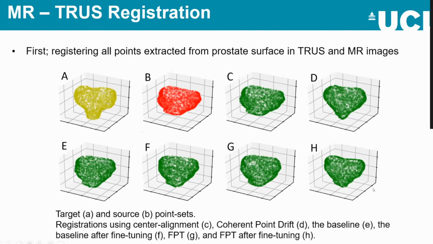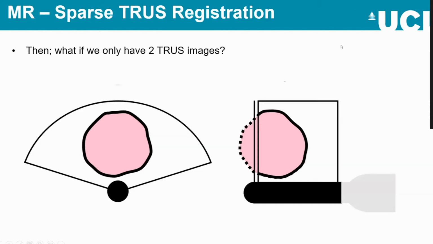And then you've got down here in H, which is our network after fine-tuning with prostate data. And you can see those are really the only two that kind of get close to the shape. And so we thought, well, this is good. But if we really wanted to avoid needing that entire ultrasound volume, what if we really only use two of the images from the transrectal ultrasound probe?